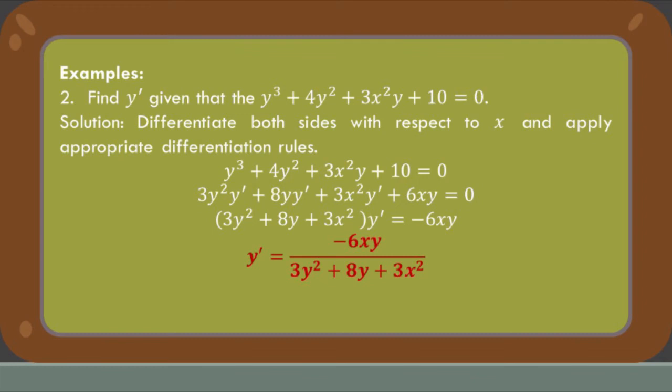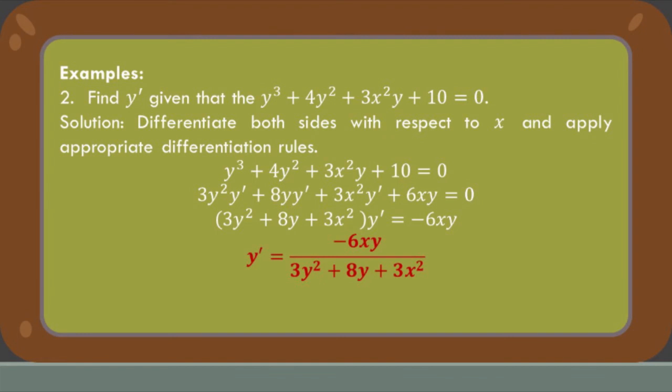equals 0. And we need to group all the y prime terms, and we have 3y squared plus 8y plus 3x squared, times y prime, equals negative 6xy. And for the final answer, we have y prime equals negative 6xy all over 3y squared plus 8y plus 3x squared.